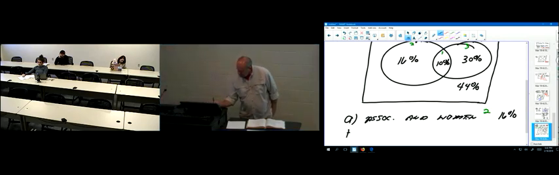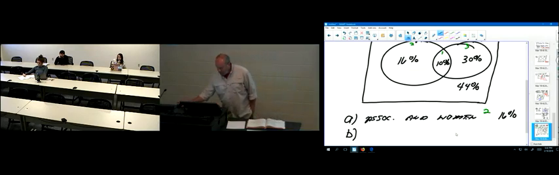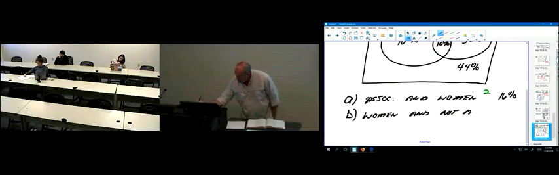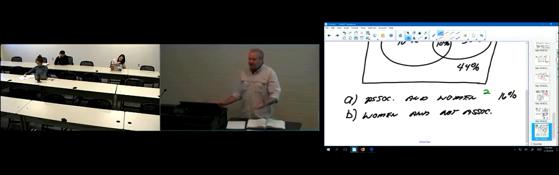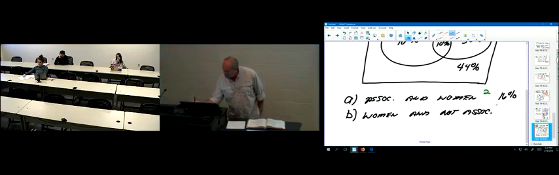Part B. What percent of women earn a college degree other than an associate's degree? So it's a woman and not. Okay, so I just gave you my probability math guy thing. There's no problem with me writing women and not associates, which means any other degree other than associates. Where am I looking? Folks, that is region 4. That is 44%.